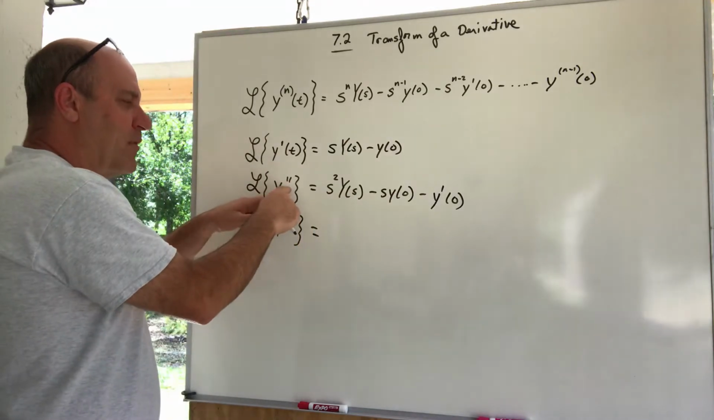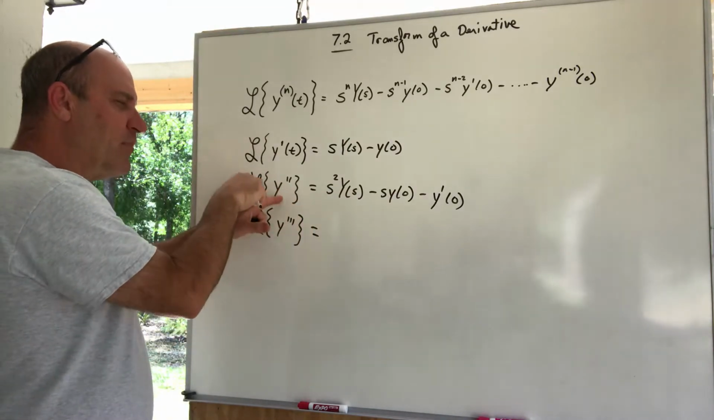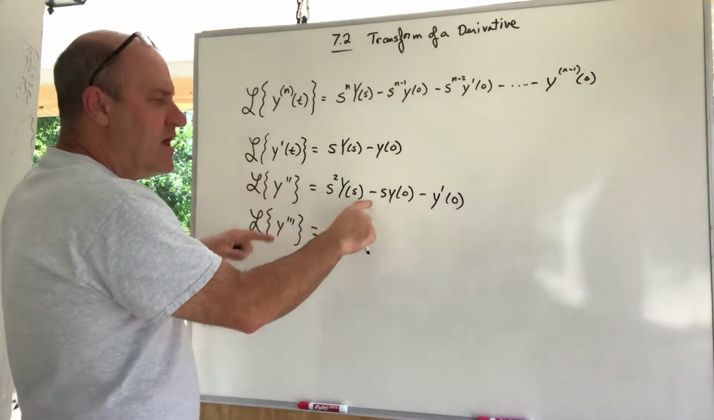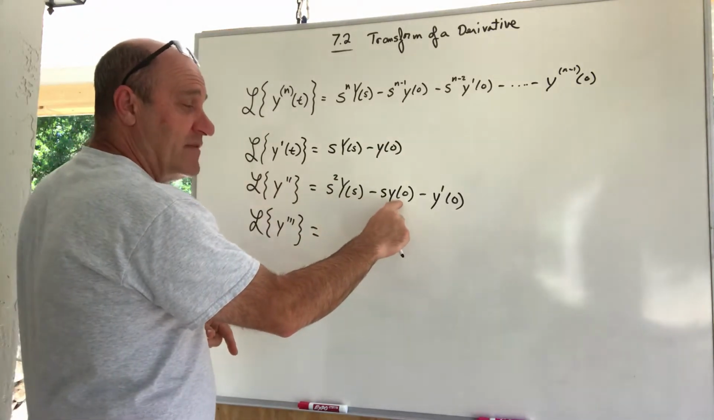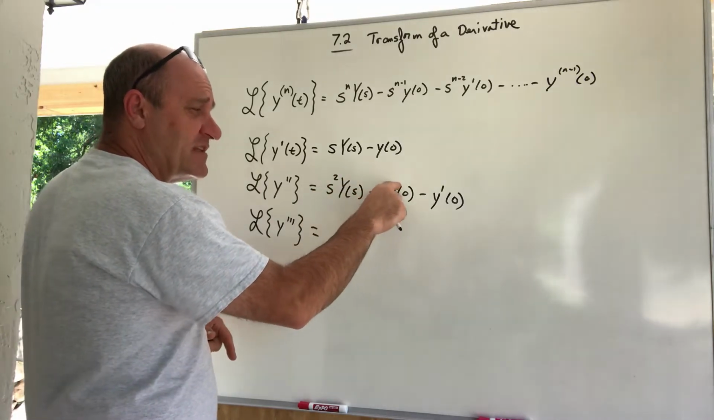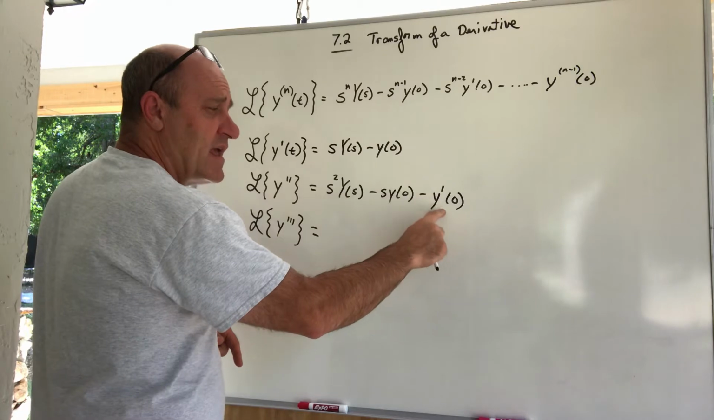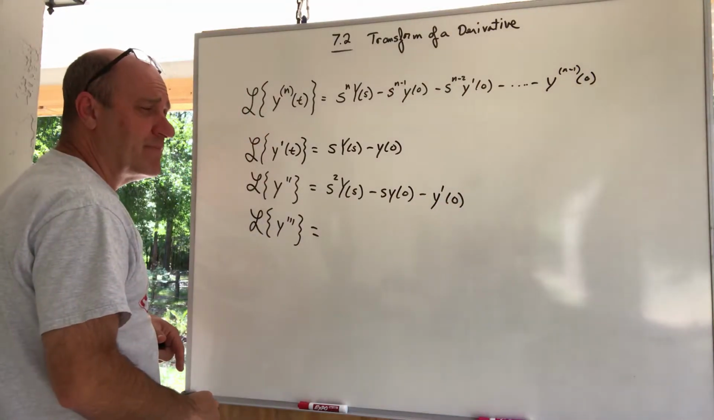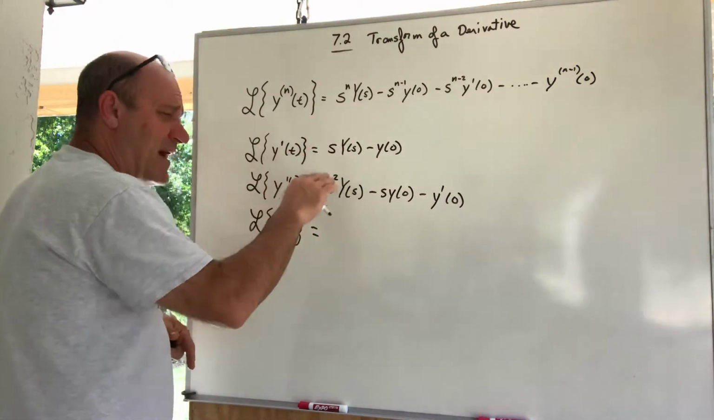Here, let's try it with a y double prime. Taking the Laplace of a y double prime, it's s squared big Y of s minus s times y of 0, that first initial condition. Notice the s is decreasing in power. Finally, it goes away, and there's the last initial condition, y prime of 0. So we often do y primes, y double primes.